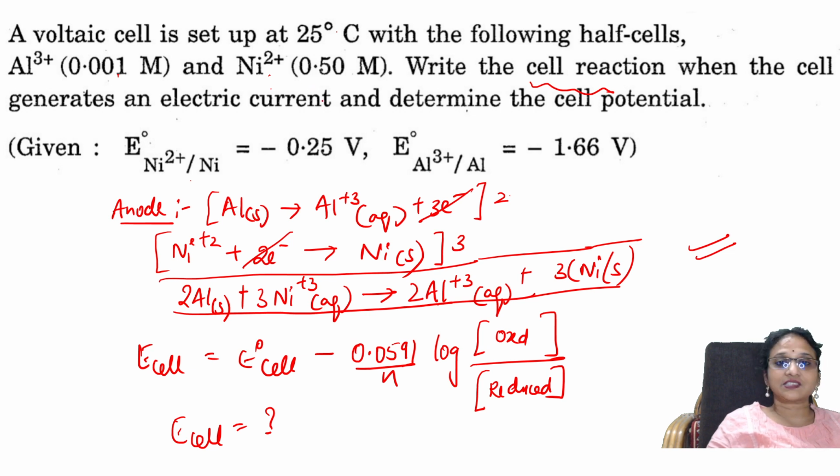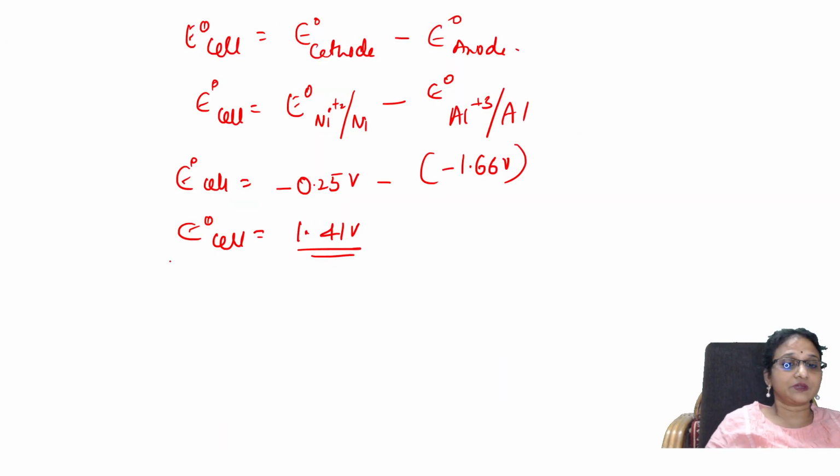Here in this case, the oxidized part of the whole thing is for aluminium. What is the aluminium concentration given to us? Here the aluminium concentration is given, and I can write it as 10 raised to minus 3 also. This is your oxidized part, and this is your reduced part. So let us substitute in the reaction given, the Nernst equation.